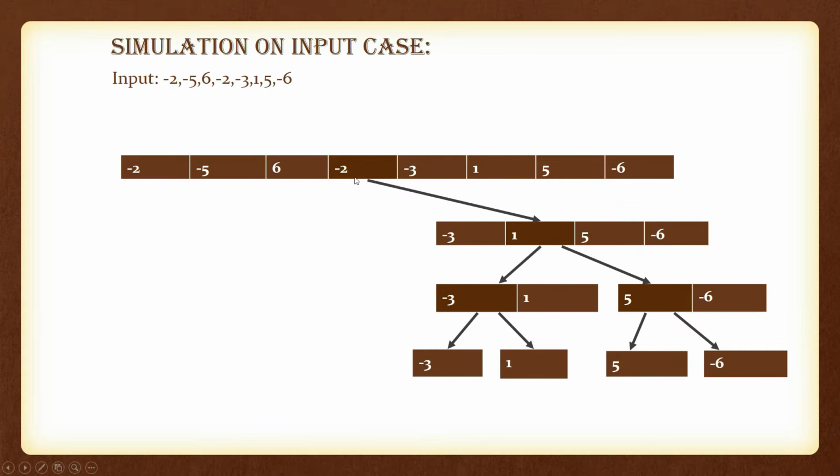I'll be explaining the right side of the simulation. As we can see from the slide, our pivot is -2. With the help of the pivot, we divide the array into subarrays and will continue to do so until we have individual subarrays.